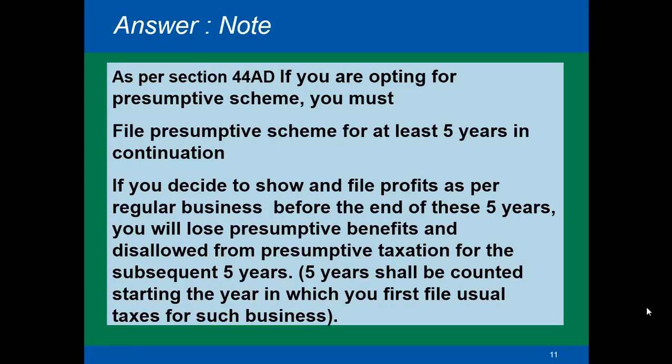Now here you must understand a very important rule under section 44AD: if you are opting for the presumptive scheme, you must file under the presumptive scheme for at least 5 years in continuation. But if you decide to show and file profits as per the regular business before the end of these 5 years, you will lose presumptive benefits and be disallowed from presumptive taxation for the subsequent 5 years. The 5 years shall be counted starting from the year in which you first file usual taxes for such businesses.